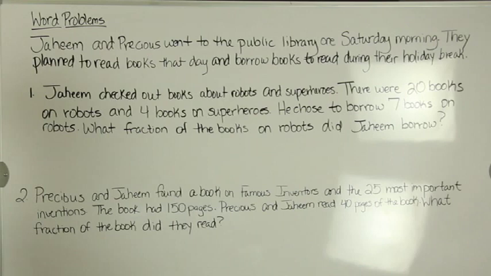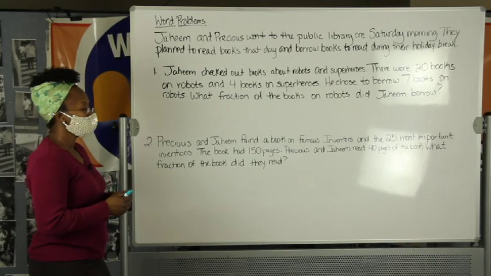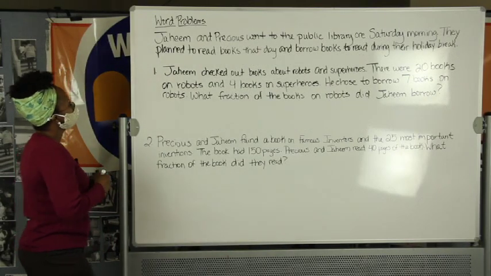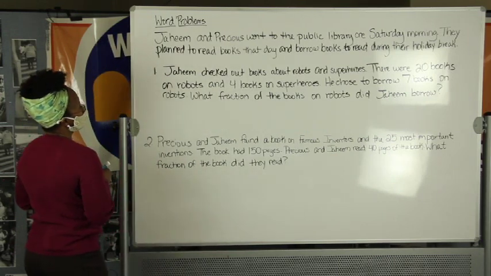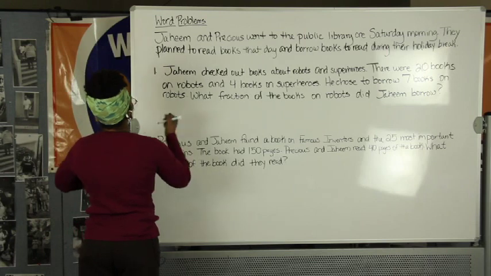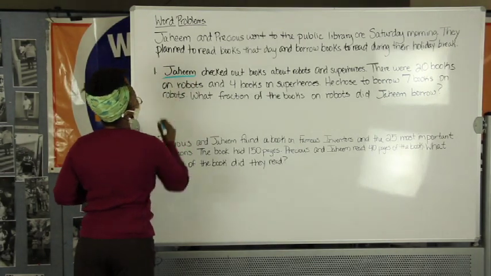So the word problem is: Jahim and Precious went to the public library one Saturday morning. They planned to read books that day and borrow books to read during their holiday break. Number 1, Jahim checked out books about robots and superheroes. So I'm just going to underline Jahim.